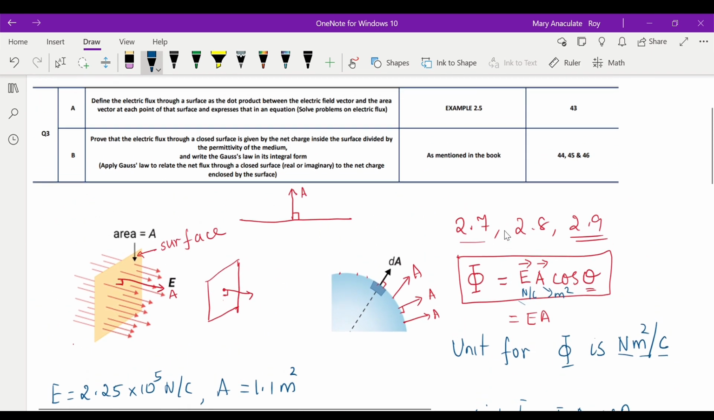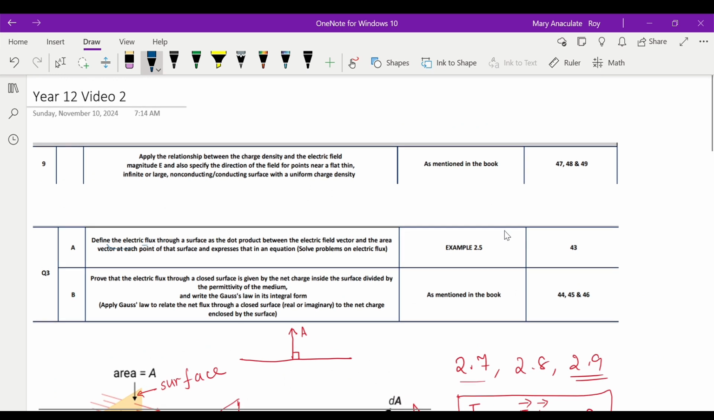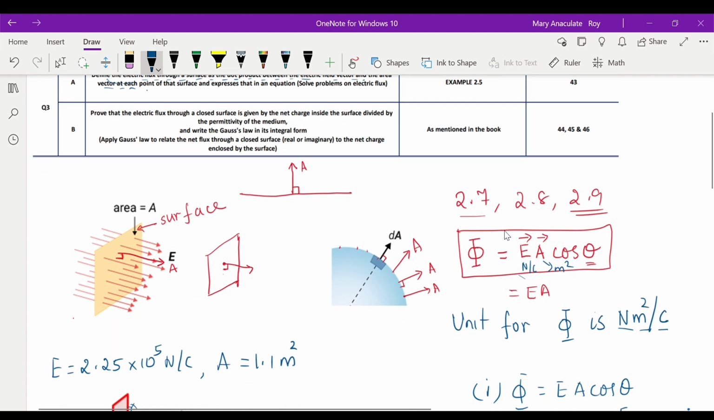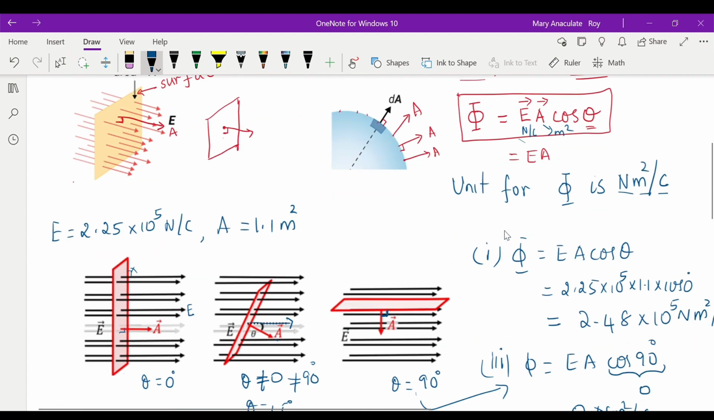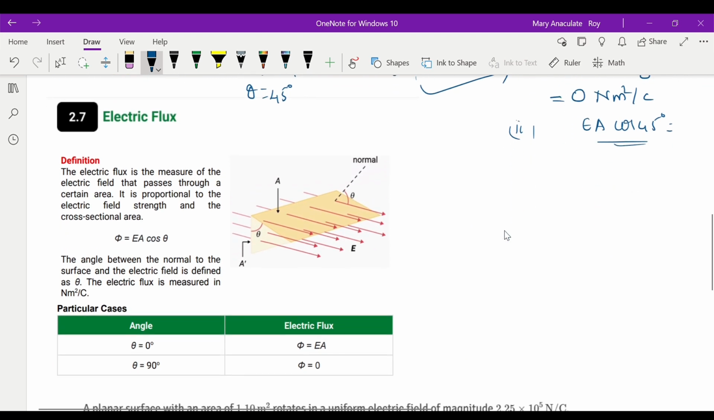Definition for electric flux, because they mention here, define the electric flux through a surface as the dot product between the electric field vector and the area vector at each point. So they may ask the definition of electric flux. That's why I insisted on that. So that's like a snapshot of the entire thing. Formula, angle: if the angle is 0, you just get E times A. If the angle is 90 degrees, you get 0.